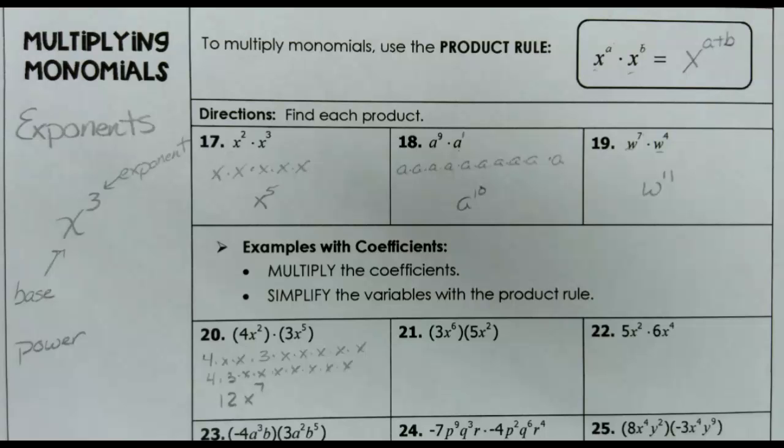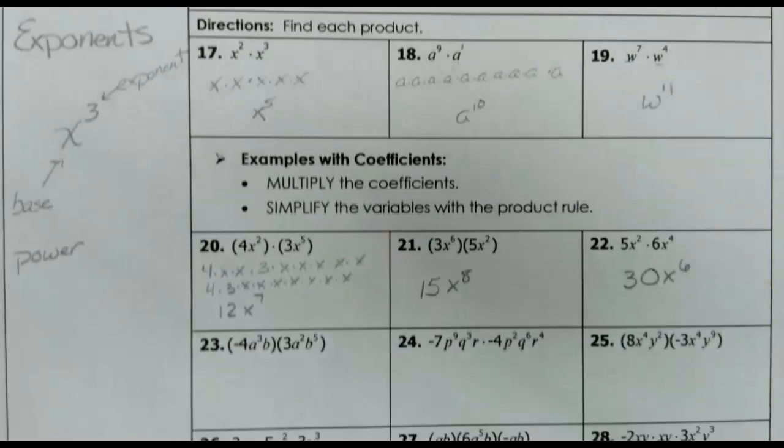And look at 21 and 22. All right, in 21, we had 3 times 5. Well, 3 times 5 is 15. I have a common base of x, so I'm going to keep the x, and then I'm multiplying x to the 6th times x to the 2nd, so I'm going to add those exponents, so x to the 8th. And in 22, we have 5 times 6, 30. X raised to the 2nd times x raised to the 4th. We're going to keep the common base of x. We're going to add the exponents.